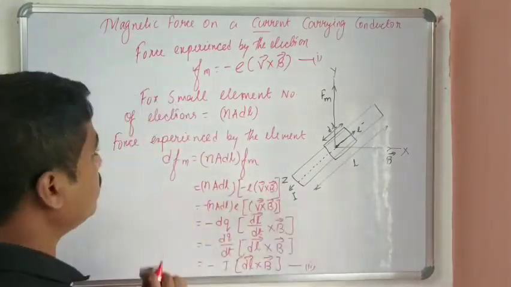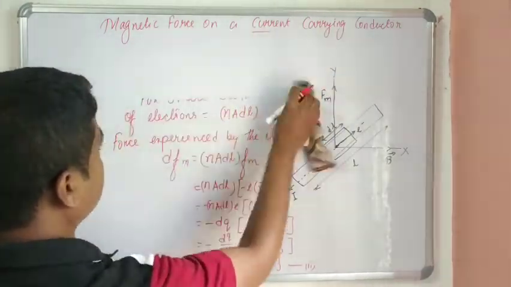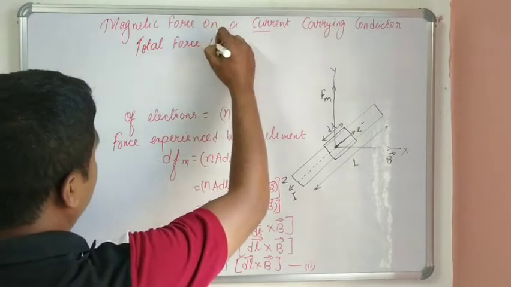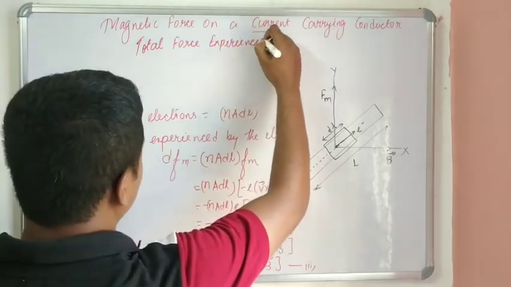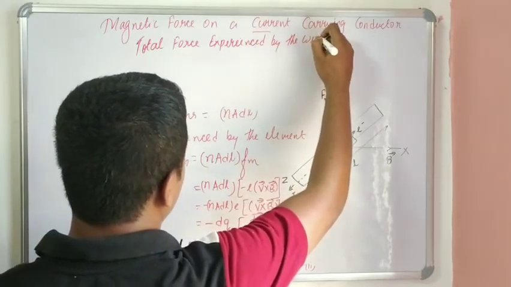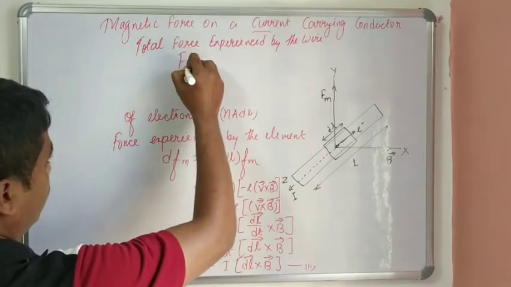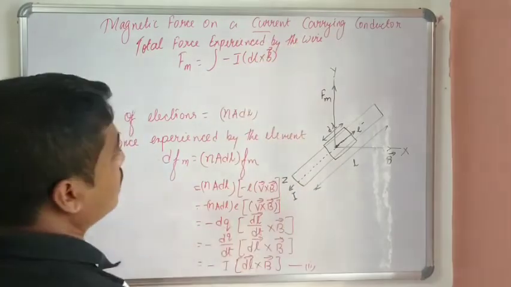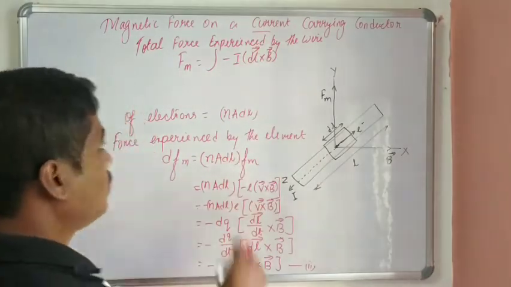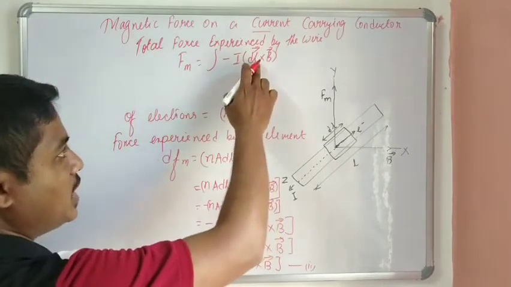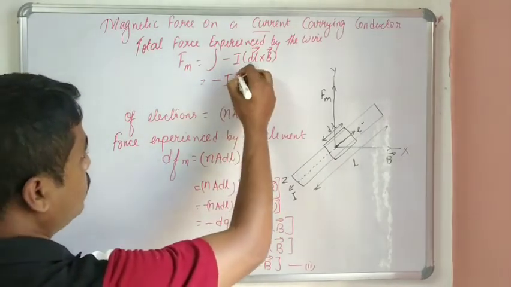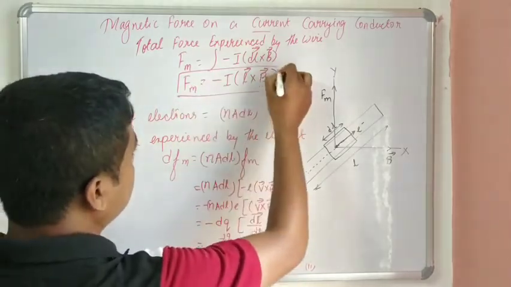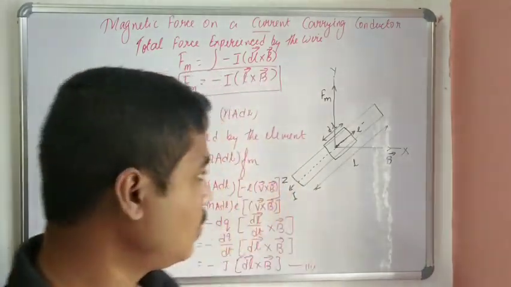Now if I do an integration, the total force experienced by the wire, Fm, will be the integration of minus I dl cross B. So if I do integration over this, I is a constant, B is also constant, and dl, when integrated, changes to L. So it will be minus I L cross B. So this is the force experienced by the conductor when placed in a magnetic field. So this is the derivation.